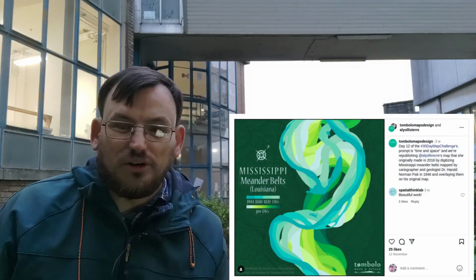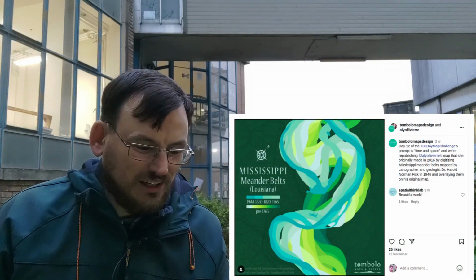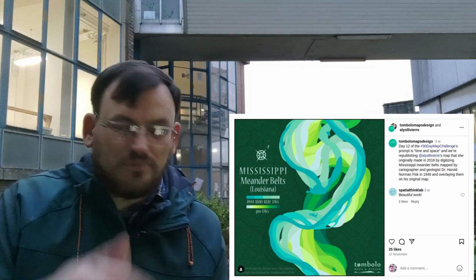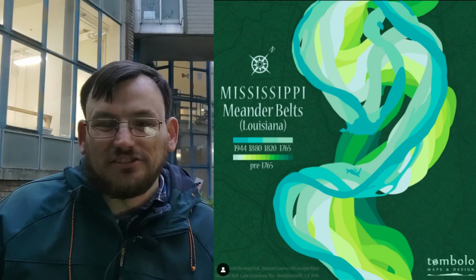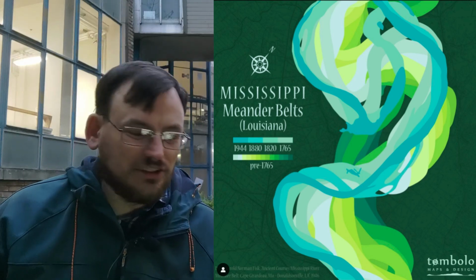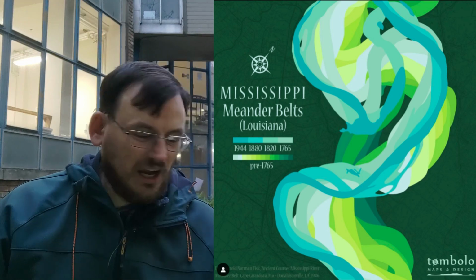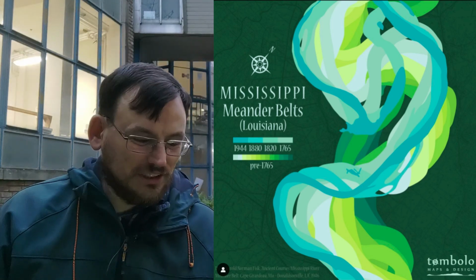Day 12's prompt was time and space. So this meandering river was, yeah, it's just interesting, isn't it? A meandering river is such an interesting subject anyway, but the different years merged together here. I think this is our art with a conversation about it.